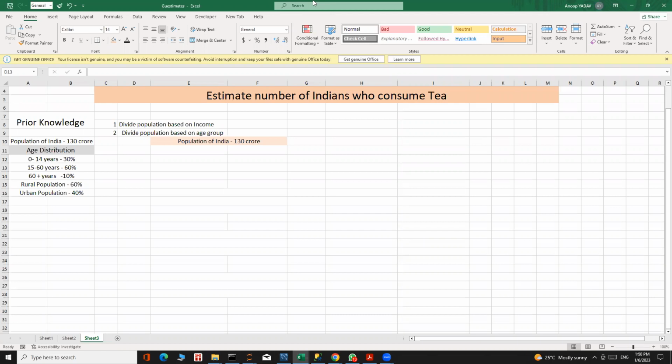Let's see first what a guesstimate is. A guesstimate is an approximation based on available information. Most of the time only limited information is available. In this, we need to understand the approach towards the problem, and based on the problem, we need to apply our approaches. Guesstimate questions are important from a management interview point of view.